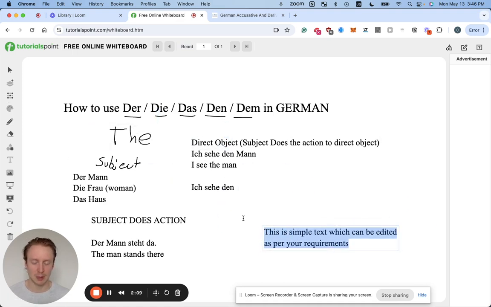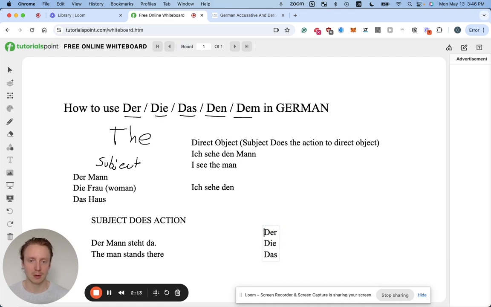So in this one, der, die, das for nominative, just normal. Then if it's the direct object, der becomes den. This one has die, this one has das. So all that changes is den. That's all you need to know. Ich sehe den Mann.